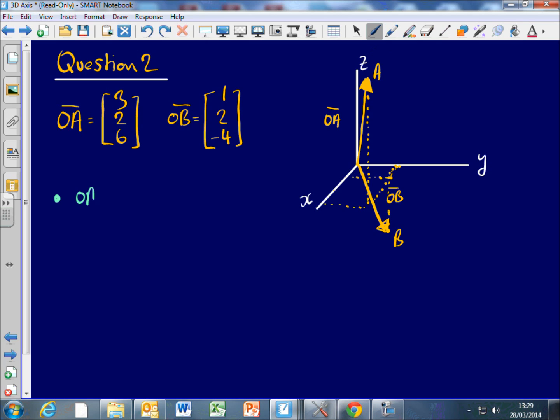Let's do OA plus O to B. Okay, should be able to do that pretty quick. Vlad, what do you get? Say again? Yeah. 4, 4, 2. Yeah. Okay. And let's just illustrate that on there. What it means is go O to A, so go along here, O to A, and then take this vector O to B, which is something more like that, right? That's more like O to B.